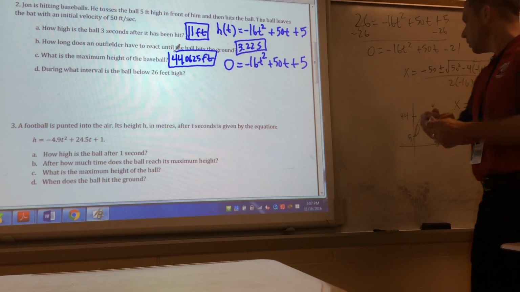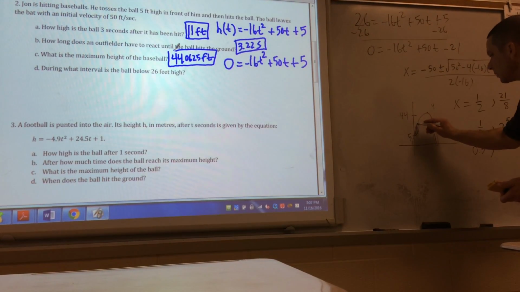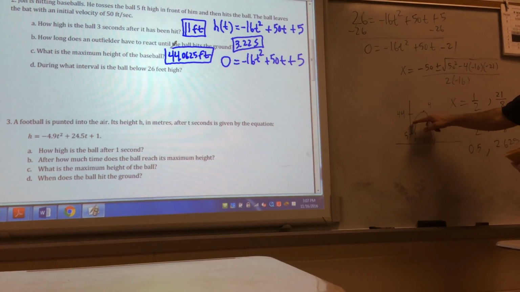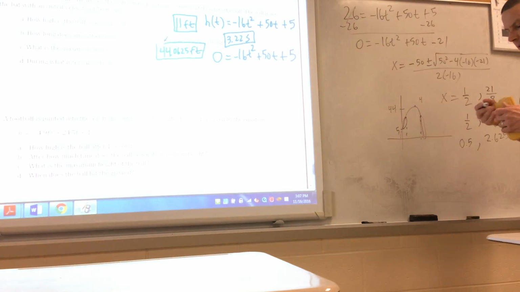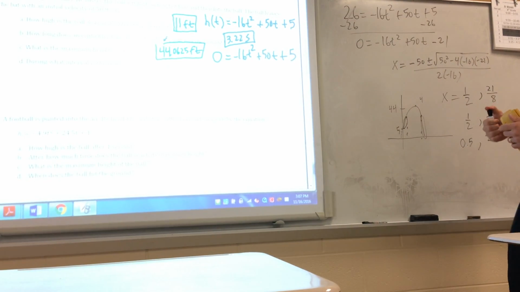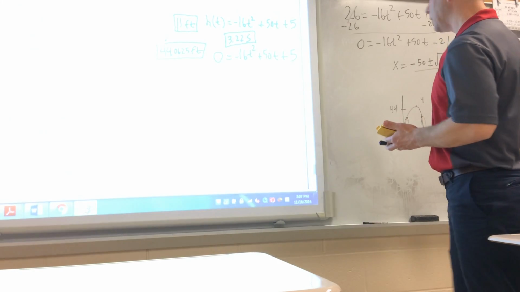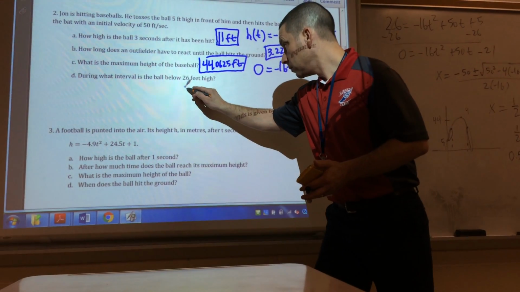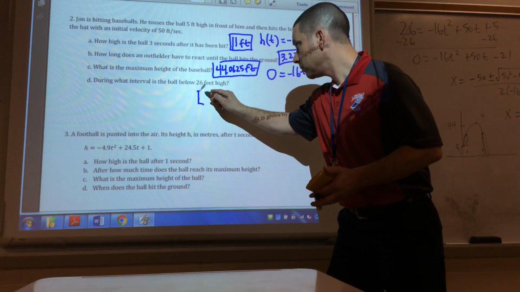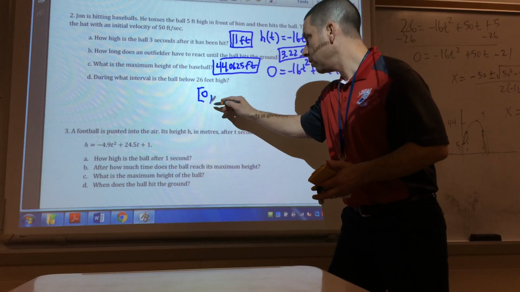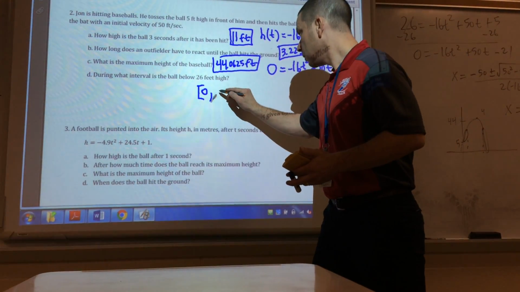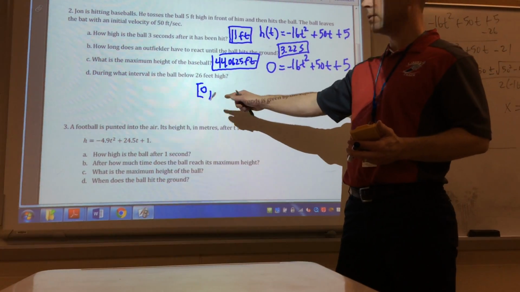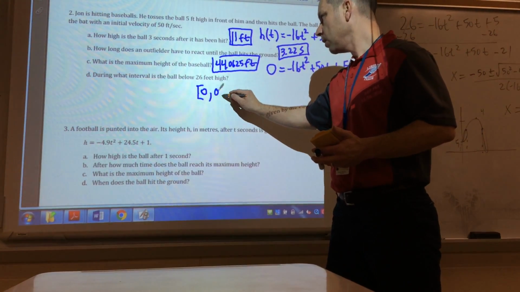So that's these 2 points right here. Between there and there is when the ball is above 26 feet. So when is the ball below 26 feet? The ball is below 26 feet from 0 to 0.5. But we're talking about what time intervals. At a time of 0 to a time of 0.5.